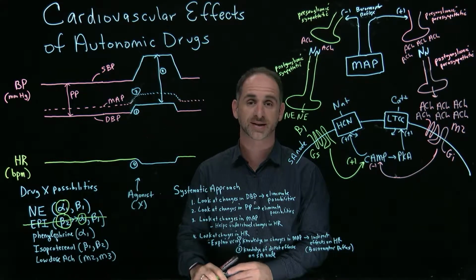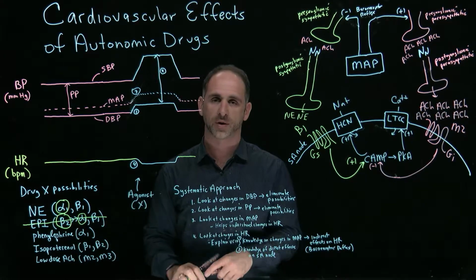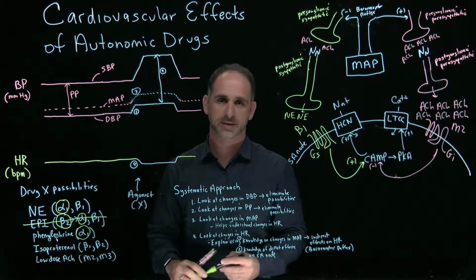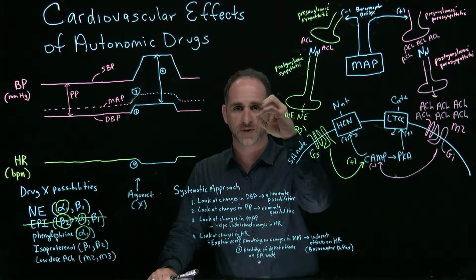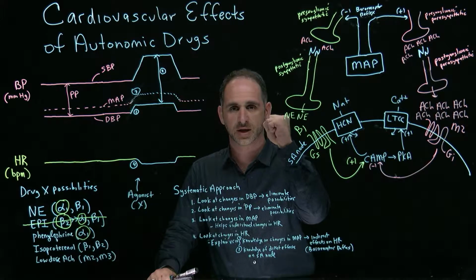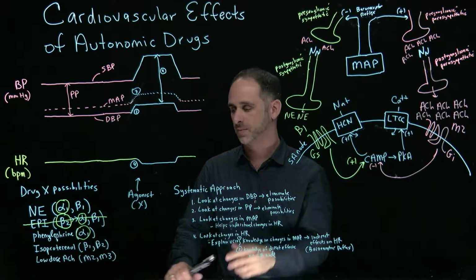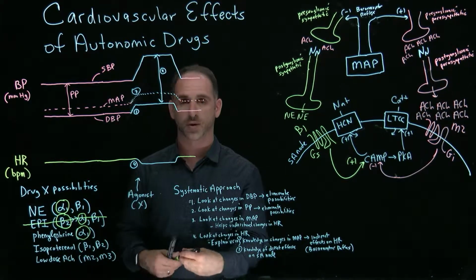Because we looked at the diastolic blood pressure, we haven't looked at anything else. Phenylephrine, alpha-1, well, for the same reasons why norepinephrine is still a consideration. Alpha-1, vasoconstriction, increased systemic vascular resistance, increased diastolic blood pressure. So phenylephrine is in. Isoproterenol is a beta-1, beta-2 agonist.